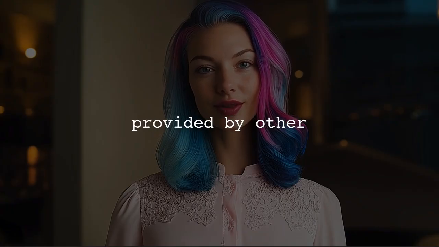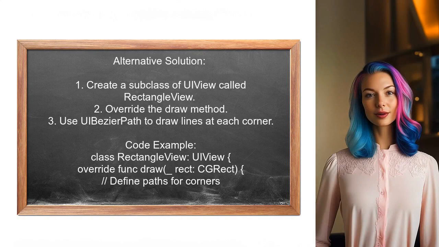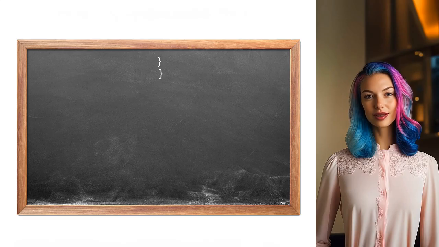Now let's look at the answers provided by other users. An alternative approach to displaying only the corners of a UI view involves creating a custom UIView subclass. This subclass, called Rectangle View, overrides the draw method to define specific paths for each corner. It uses UIBezierPath to draw lines at the corners, allowing you to customize the appearance.